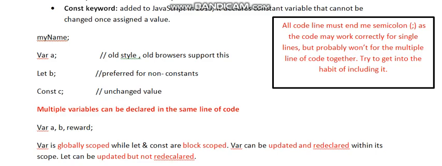Here on the screen, var a, b, reward. Here I am declaring three variables, a, b and reward. var is globally scoped, while let and constant keywords are block scoped. var can be updated and redeclared within its scope. Let can be updated but cannot be redeclared.